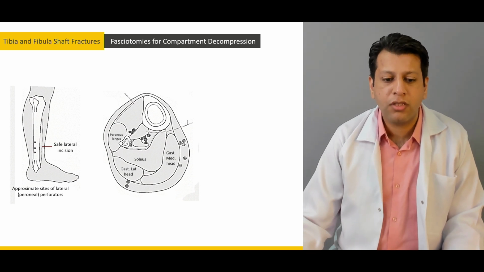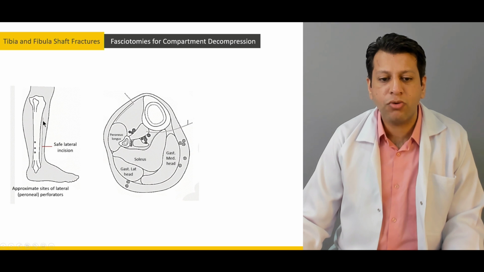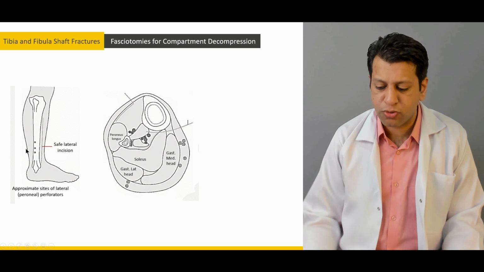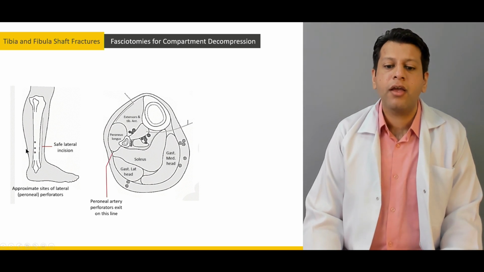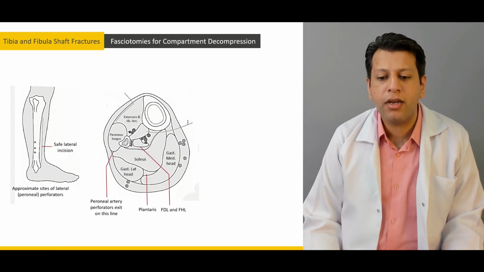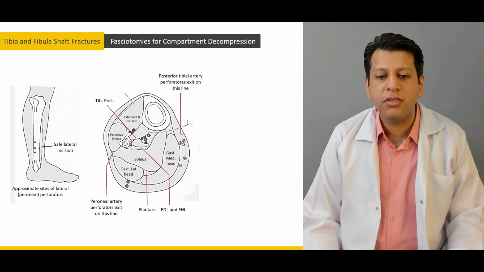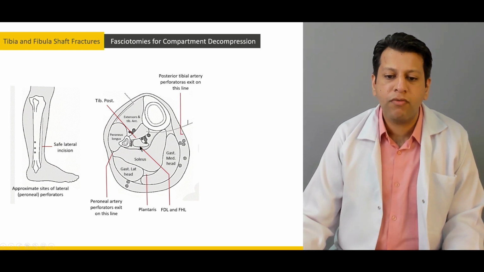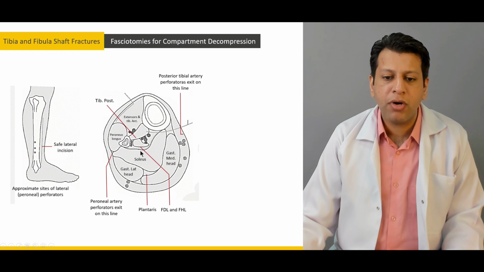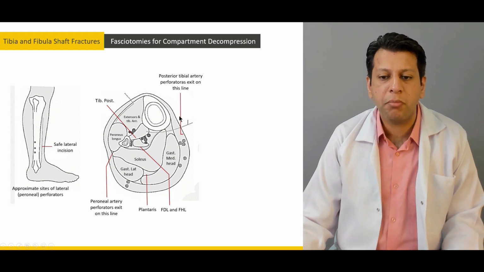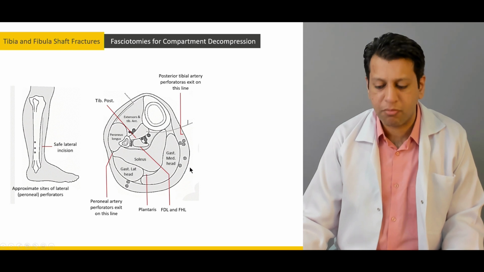If you see the lateral view, this is usually the incision for the fasciotomy, because the perforators are more posterior to it. And on the medial side, if you see clearly, the tibialis posterior forms the posterior compartment, while extensors such as tibialis anterior form the anterior compartment, and the peronei form the lateral compartment.